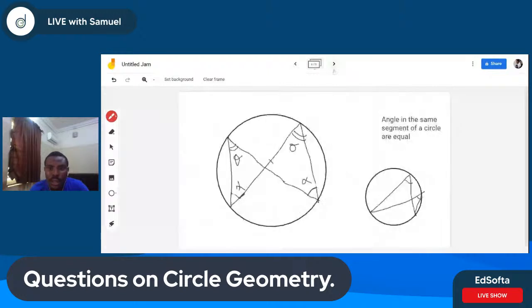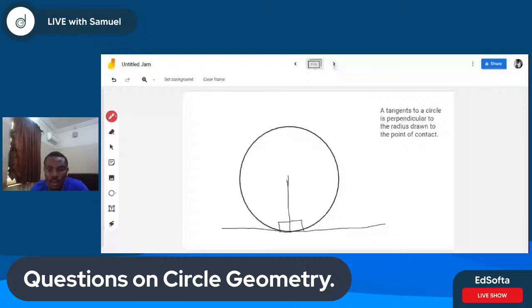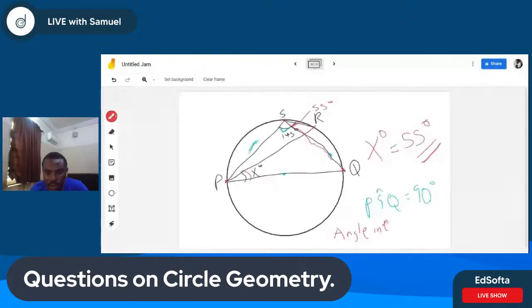Angles in the same segment of the circle are equal. In the same segments, angles are equal. Hope we all understand.